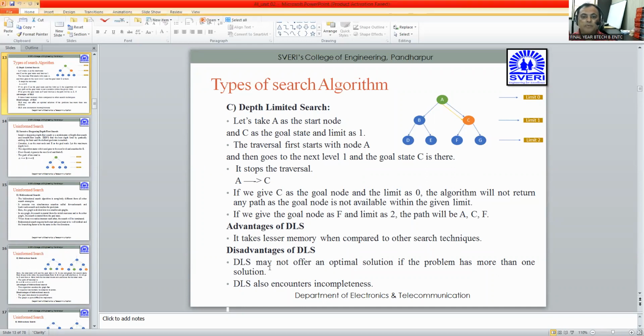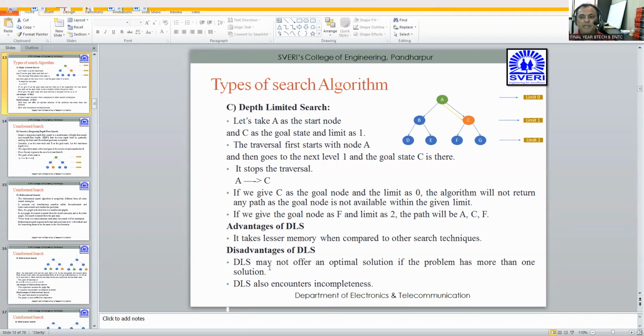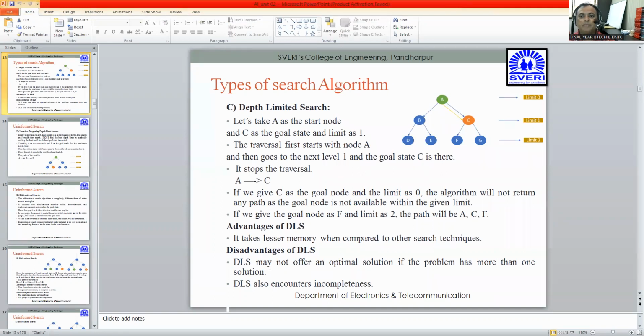Right. Now, suppose we consider that the goal is C and the limit is 0. Then the algorithm will not return any path, and hence the goal node is not available within the given limit. Second, if the goal node is F and the limit is 2, then what will happen? The path will be A, C, and F.